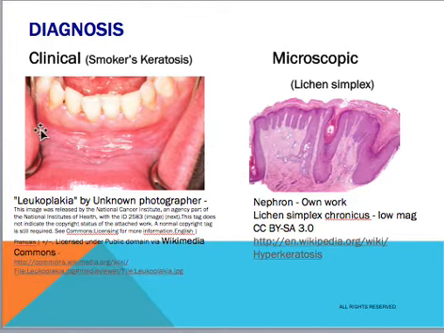Contrast that with microscopic diagnosis. Microscopic diagnosis is a sample, such as a biopsy, that's taken from a lesion that the patient has and then placed under a microscope to show an image such as this. This is an image of lichen simplex that the patient had.